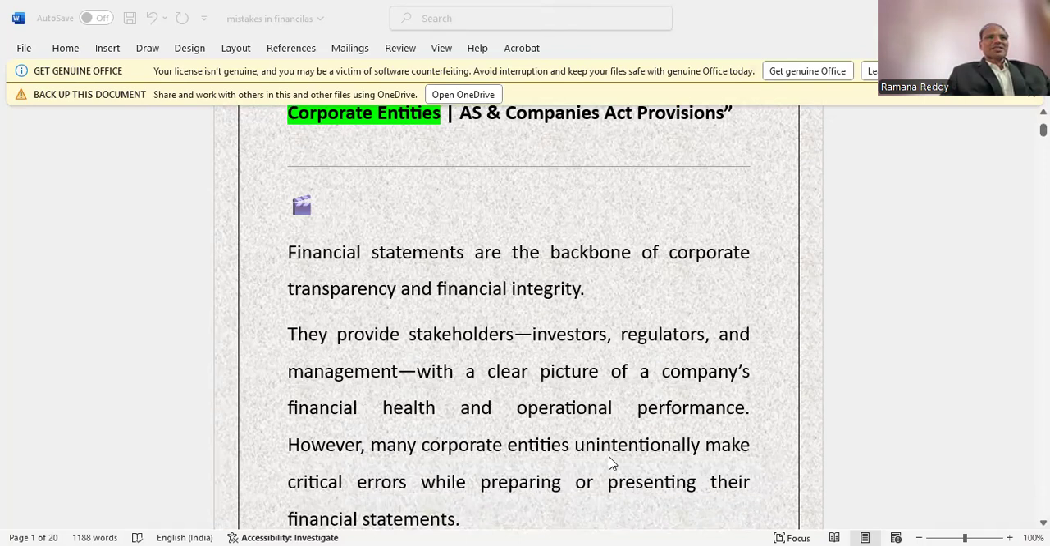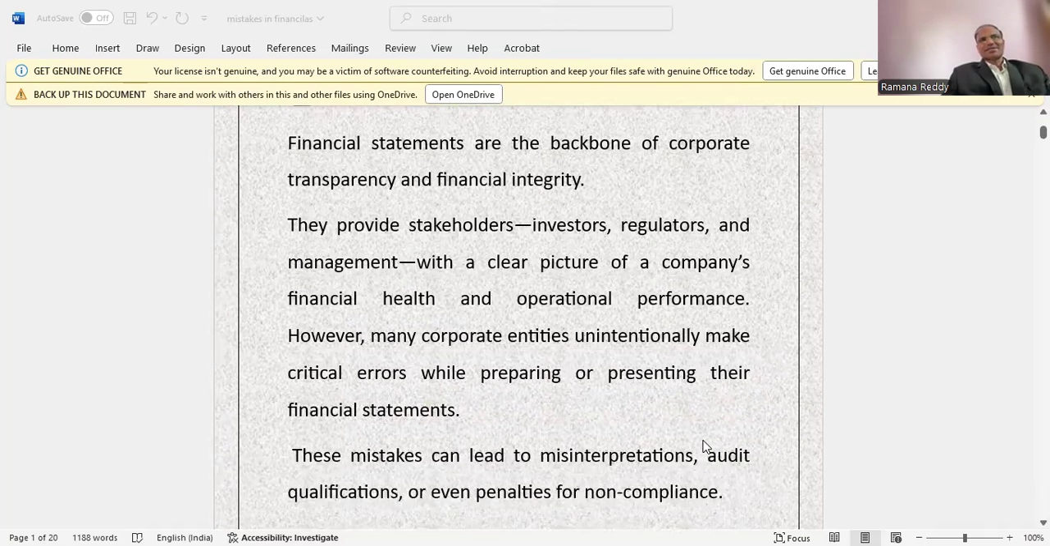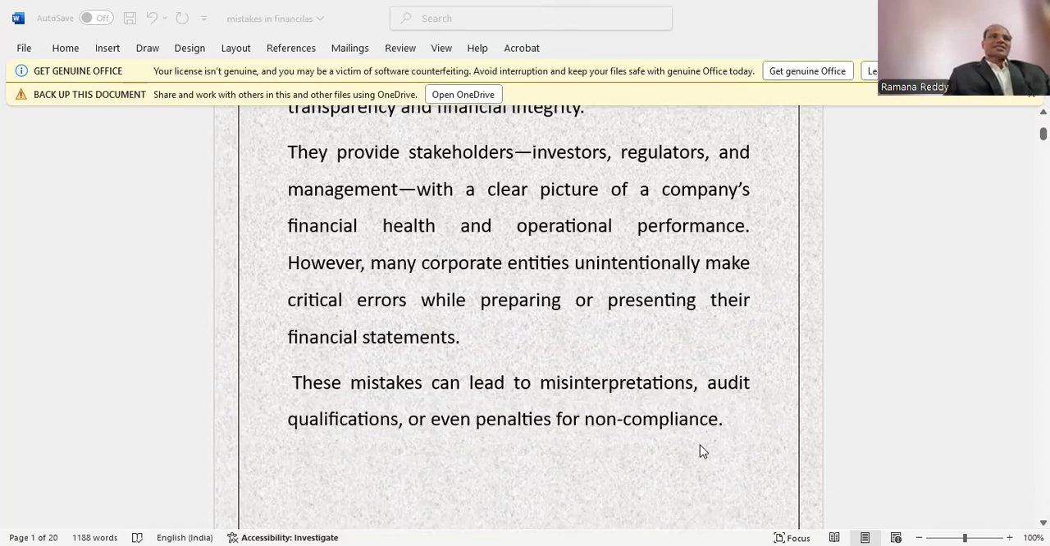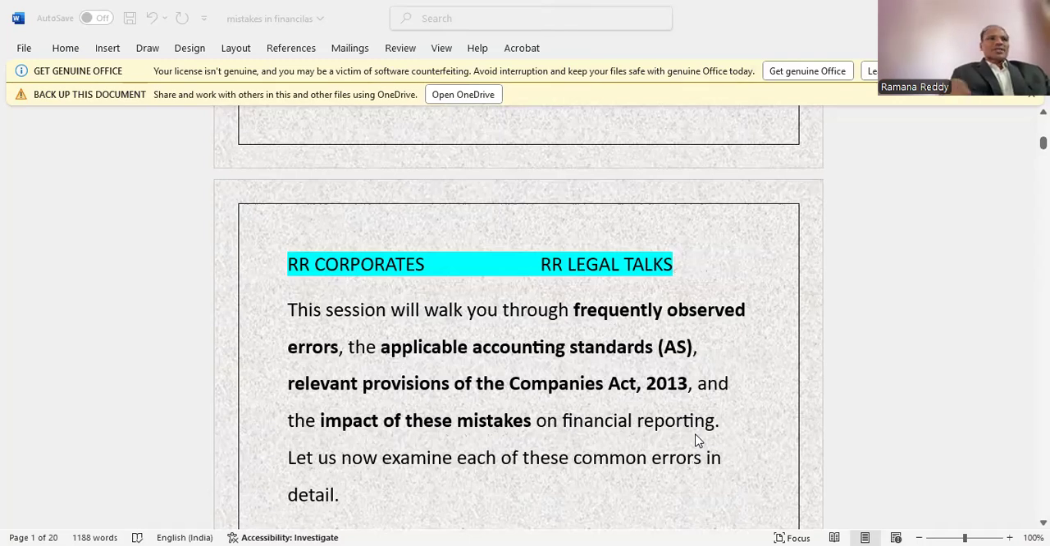However, many corporate entities unintentionally make critical errors while preparing or presenting their financial statements. These mistakes can lead to misrepresentation, misinterpretation, audit qualifications, and even penalties for non-compliance. So in this video, we'll walk you through frequently observed errors, the applicable accounting standards, the relevant provisions of Companies Act 2013, and what would be the impact of these mistakes on financial reporting.